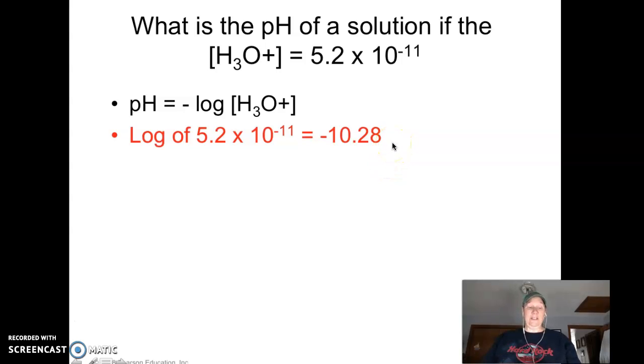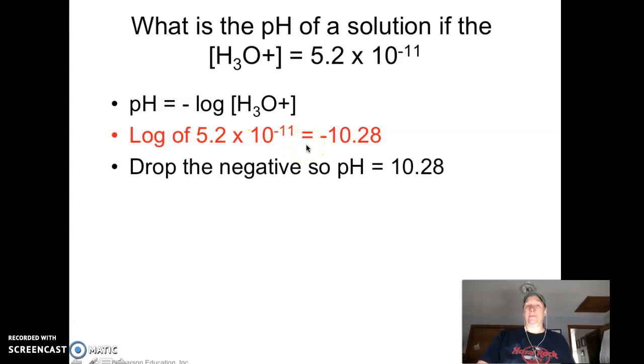So again, if you don't have a fancy calculator, just take the log of this number and subtract 11 and you'll get this as well. But it's kind of nice because on most of our calculators, all you have to do is put in this number and hit log and you'll get that. Drop the negative because we got a negative here and a negative there.